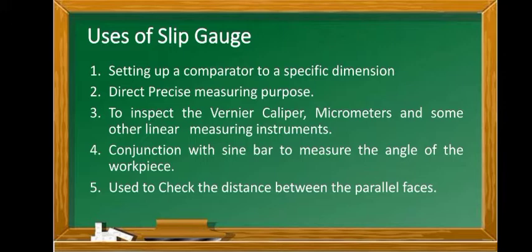So, uses of slip gauges. Setting up a comparator to a specific dimension. It is used for direct precise measuring purposes. Used to inspect vernier calipers, micrometers, and some other linear measuring instruments. Used in conjunction with a sine bar to measure the angle of the workpiece. And used to check the distance between parallel faces.